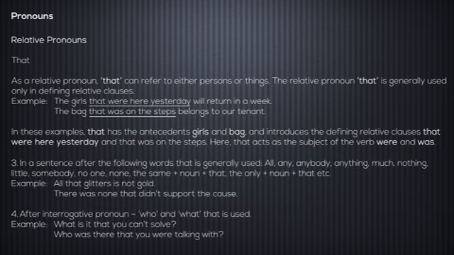Rule 3. In a sentence, after the following words, that is generally used: all, any, anybody, anything, much, nothing, little, somebody, no one, none, the same followed by a noun followed by that, the only followed by a noun followed by that, etc. For example, all that glitters is not gold. There was none that didn't support the cause.